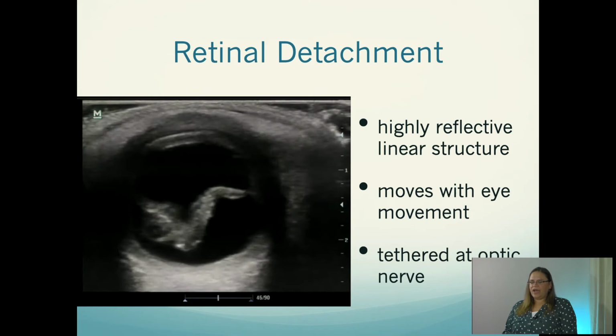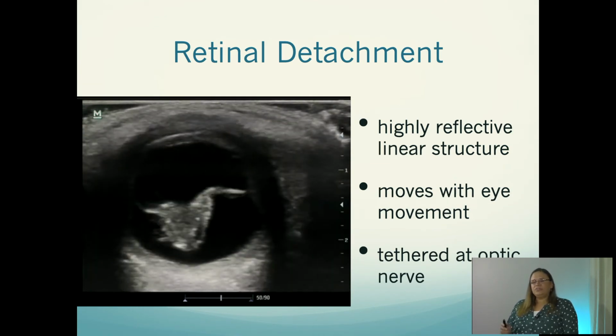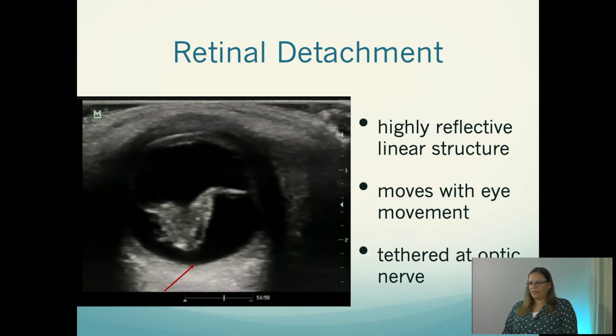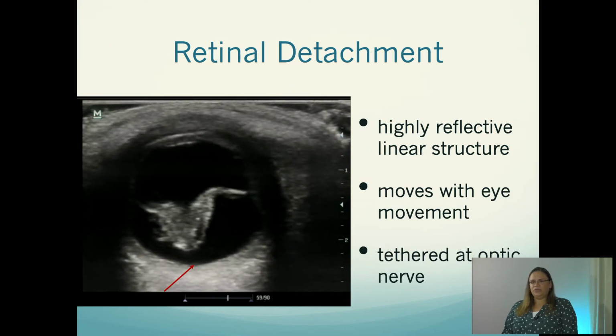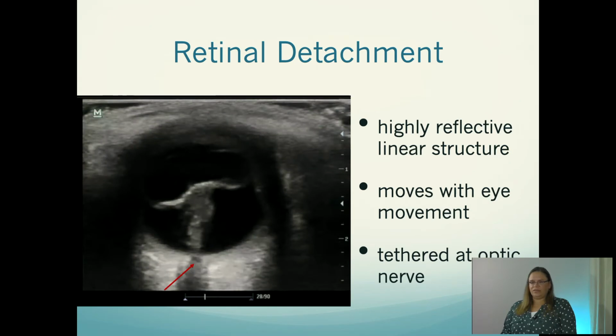So you're looking for a highly reflective linear structure that moves with the eye. And the most important part is that it's tethered at the optic nerve. So you can see here the red arrow is going to point to the optic nerve as it comes into view there. And then you can see that the retina is tethered right there at the optic nerve. And that's very important for distinguishing between retinal detachment and vitreous detachment.